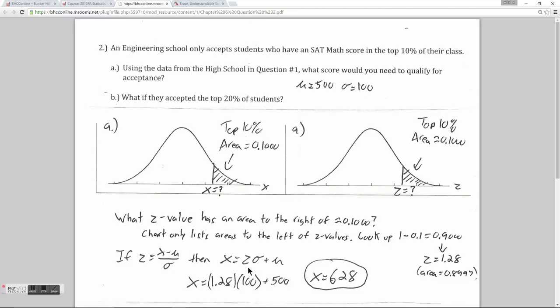Essentially, I have to be 1.28 standard deviations above the mean to be in the top 10% of a normal distribution. Well, as far as SAT scores are concerned, 1.28 standard deviations, since the standard deviation is 100, I multiply that together and add it to the mean of 500, which gives me an SAT score of 628. A z-value of 1.28 has about 10% of the area to the right of it, and in our population, an SAT score of 628 has about 10% of the values to the right of that.